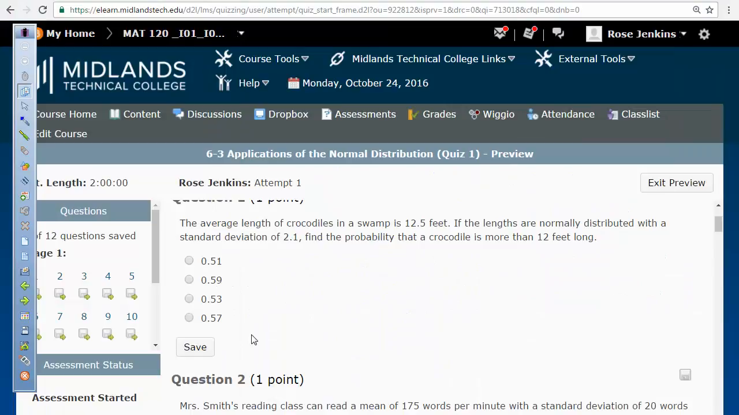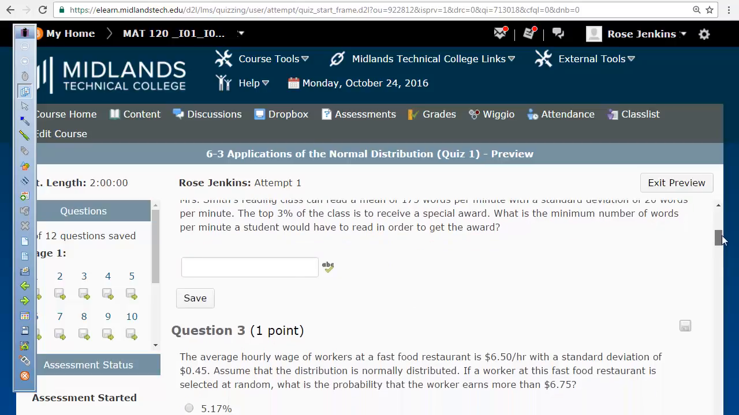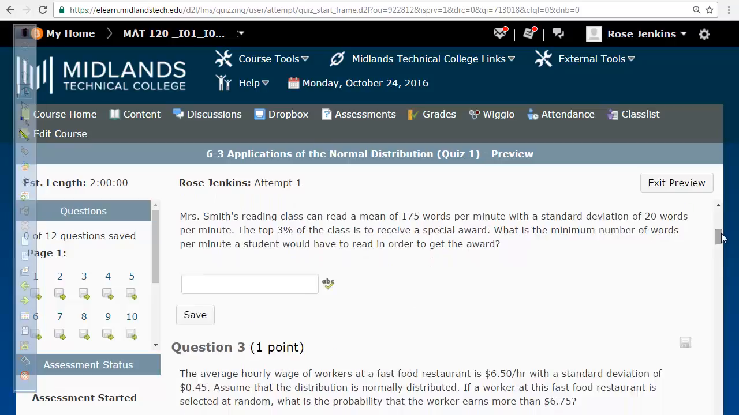All right, in number 2, it says Mrs. Smith's reading class can read a mean of 175 words per minute with a standard deviation of 20 words per minute. The top 3% of the class is to receive a special award. What is the minimum number of words per minute a student would have to read in order to get the award? Okay, so this problem's a little different from the last.